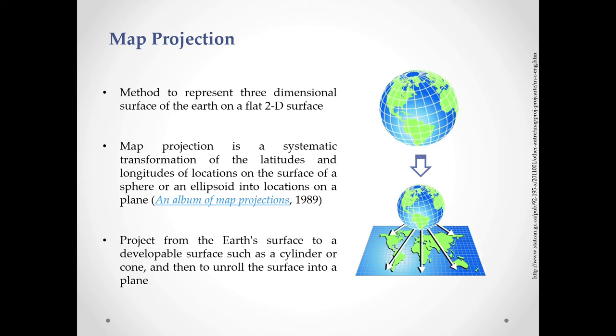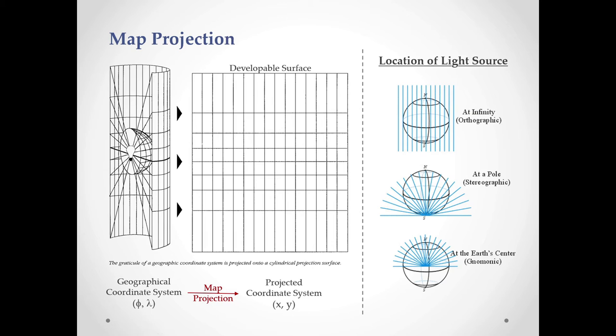Basically, map projection is a method in which this three-dimensional system is represented on a 2D plane surface. So, this is the method. The graticule of a geographic coordinate system is projected onto a cylindrical projection surface. This is the developable surface. This is done by the location of a light source.